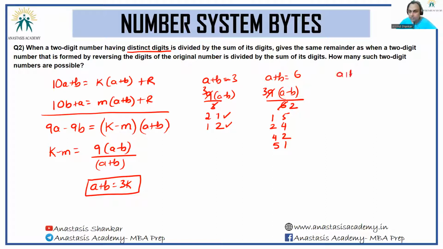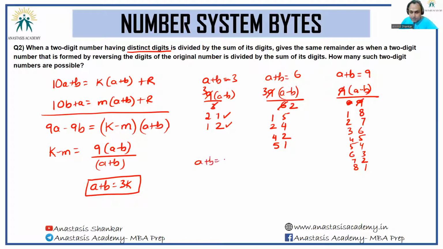Let's check with a plus b is equal to 9. This is the simplest case. A minus b by a plus b, which I have taken as 9 in this case. So cancel, a minus b has to be an integer. So I will have all cases possible: 1, 8, 2, 7, 3, 6, 4, 5, 5, 4, and 6, 3, and 7, 2, and 8, 1.